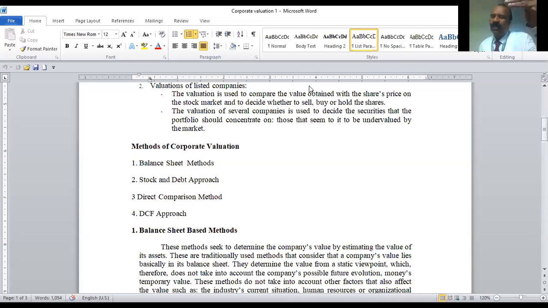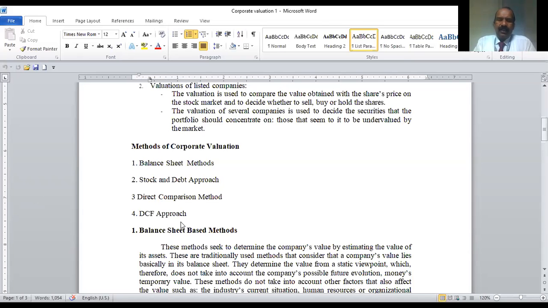So total assets means fixed assets, investments, current assets, and loans and advances. Total assets minus, on the liability side, we deduct only external liability. External liability means long-term loans, short-term loans, current liabilities and provisions, and debentures or bonds. We call them external liability. So this external liability can be deducted from total assets. That will give you the net asset value of a company. So this is the value of a company based on the balance sheet.